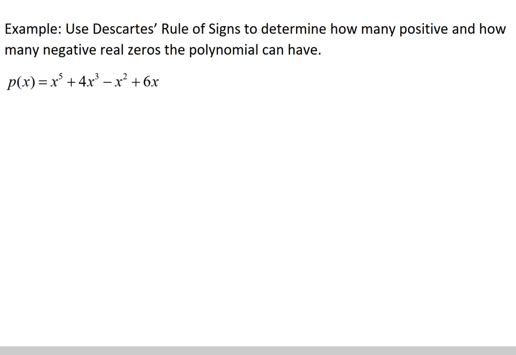Let's try an example where we use Descartes' rule of signs to determine how many positive and how many negative real zeros the polynomial can have. Well, let's take a look at P of x, and then we'll have to compute P of negative x. But looking at P of x and just considering how many sign changes there are going down the list in descending order here, we have positive to positive is no change. But then from the second to third term, notice it goes positive to negative. That's a change. And then from the third to the fourth term, it goes negative to positive. So that would be two sign changes overall for P of x.